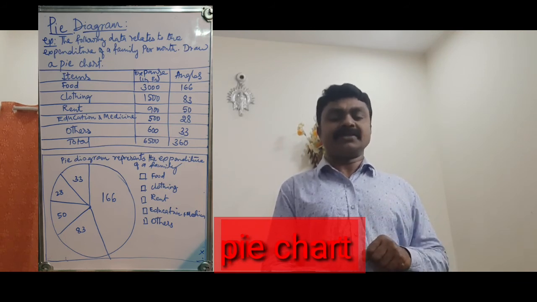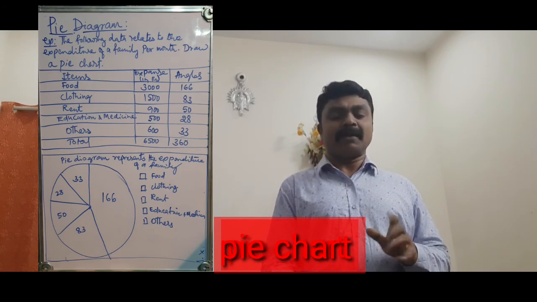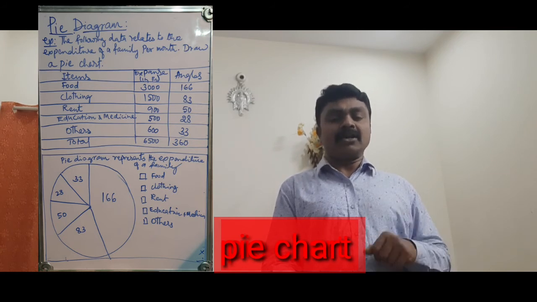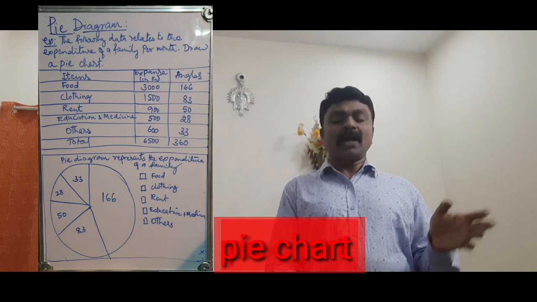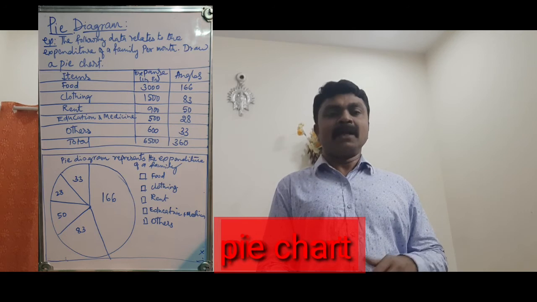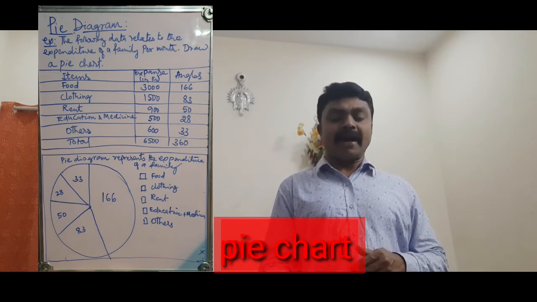The best example is food. You have to spend 3,000 rupees per month on food, 1,500 rupees per month on clothing, 900 rupees per month on rent, 500 rupees per month on education and medicines, and other expenditures also incur 600 rupees. We can get the total, actually, as 6,500.